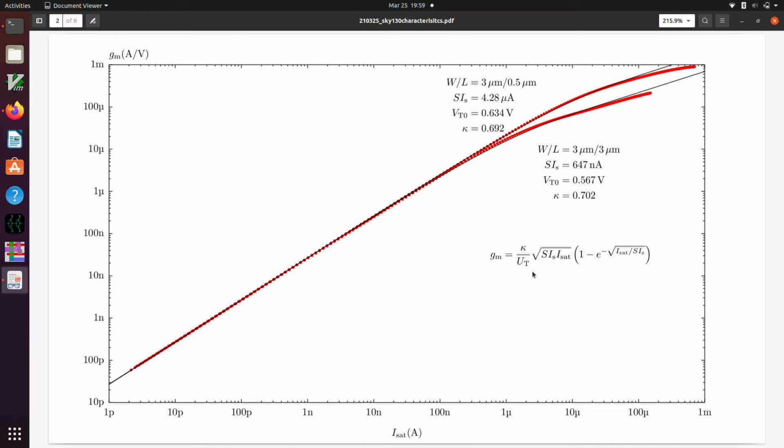And this is the EKV formula for the transconductance gain for the simplified 3-parameter EKV model that is being used to fit these curves with the same parameters as the gate characteristics.